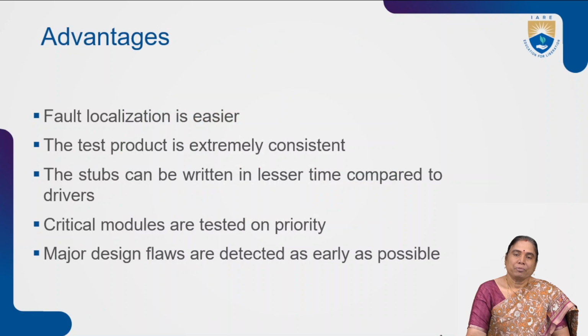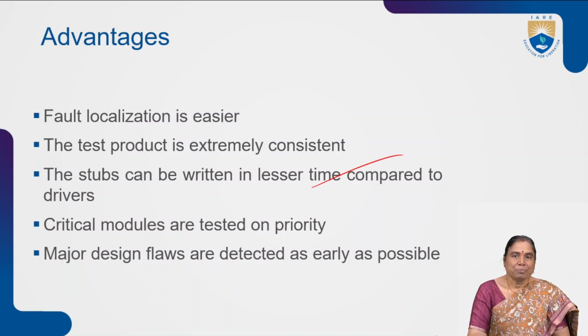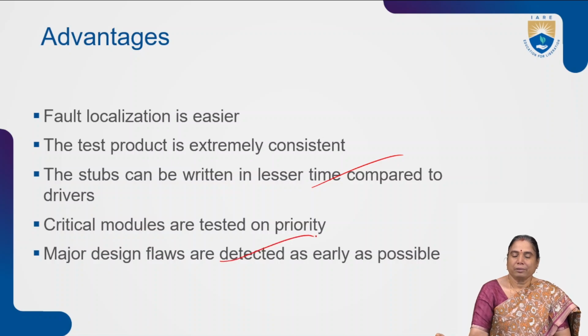The advantages of the top-down approach are that fault localization is easier, the test product is extremely consistent, and the stubs can be written in less time compared to the drivers. The stubs generally simulate the missing module code. Critical modules are tested on priority. Major design flaws are detected as early as possible.